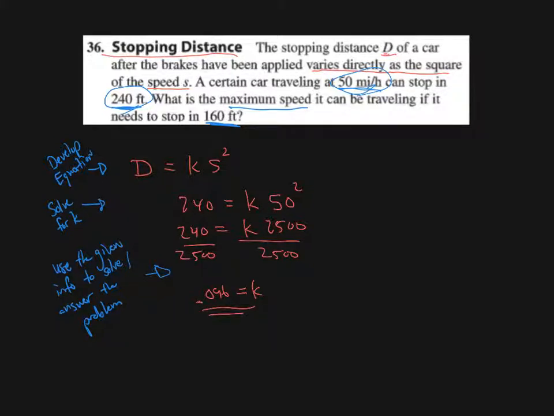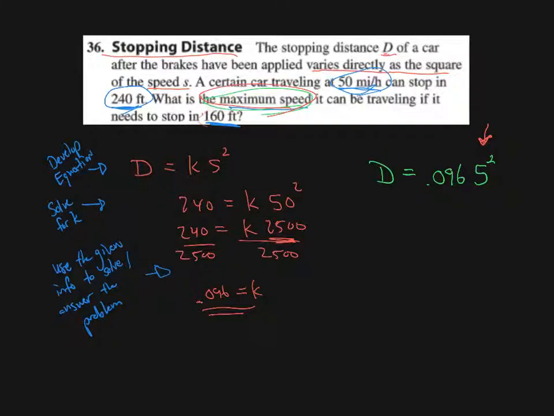After squaring 50 and getting 2,500, I divide by 2,500 on both sides, and I get K is equal to 0.096. So I have a new setup, and my new setup is saying that the distance required to stop is equal to 0.096 times speed squared. Okay, now it says what's the maximum speed? Now if we're looking for maximum speed, this is still going to just stay S.